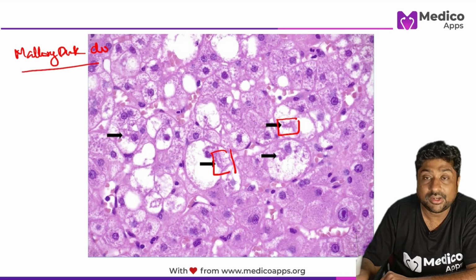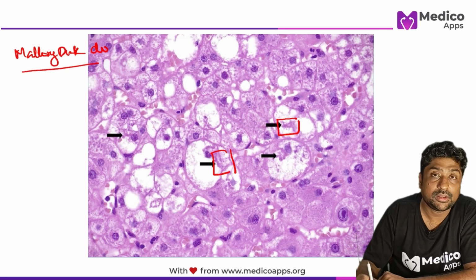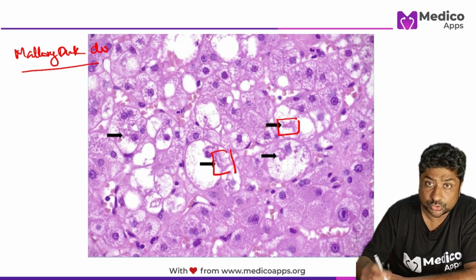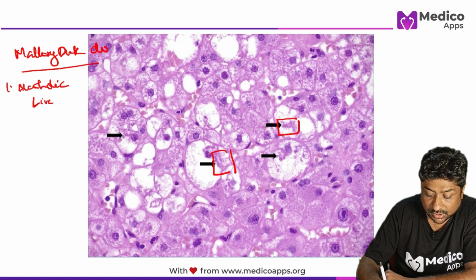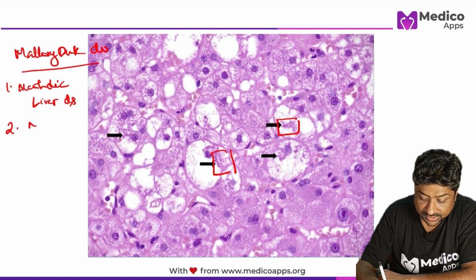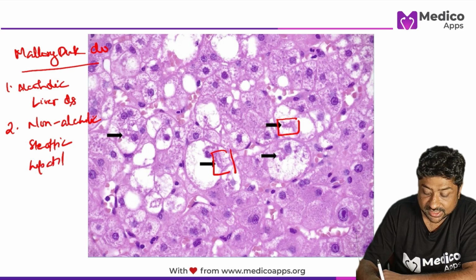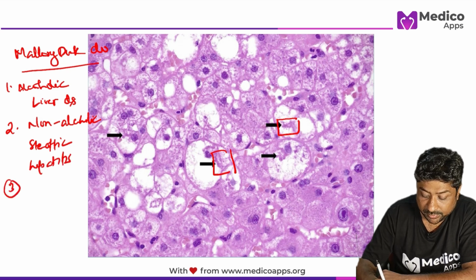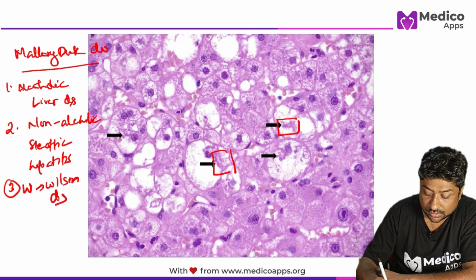Okay. Now can anyone tell me what are the differential diagnoses, or the different conditions where these Mallory-Denk bodies are found? So there are 5 conditions which I have to tell you. So remember, first is alcoholic liver disease or alcoholic hepatitis. Second is non-alcoholic steatohepatitis, that is NASH. Third will be W, Wilson's disease.